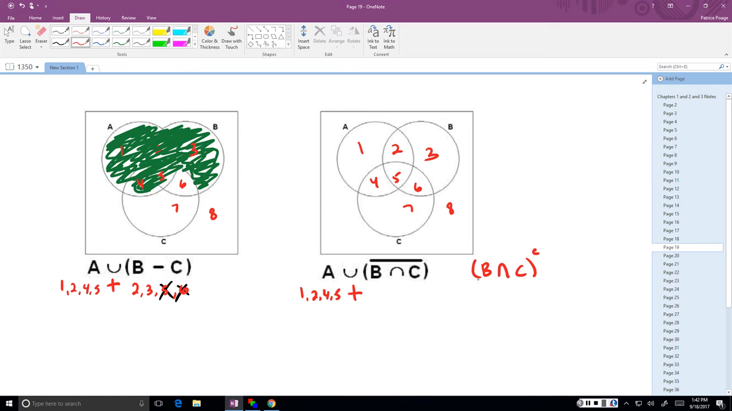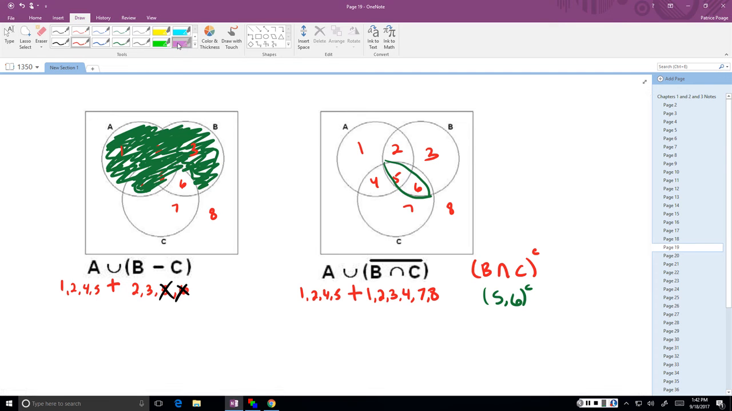So in the parentheses first, B intersects C, that means it's in circle B and it's in circle C. So it's the 5 and the 6 right there. So we're really taking the complement of 5 and 6. So that means everything except 5 and 6. So we want 1, 2, 3, 4, 7, 8.